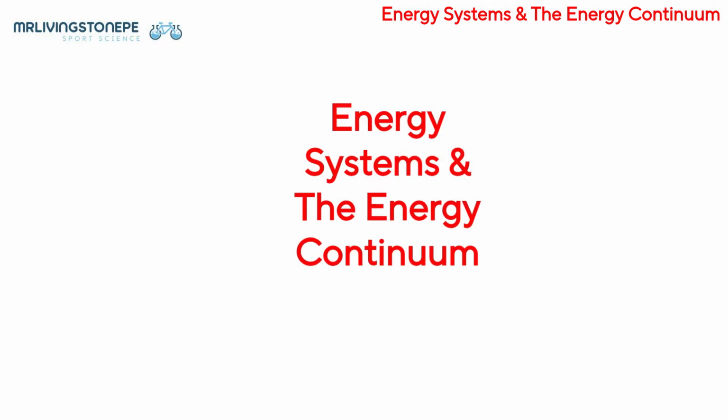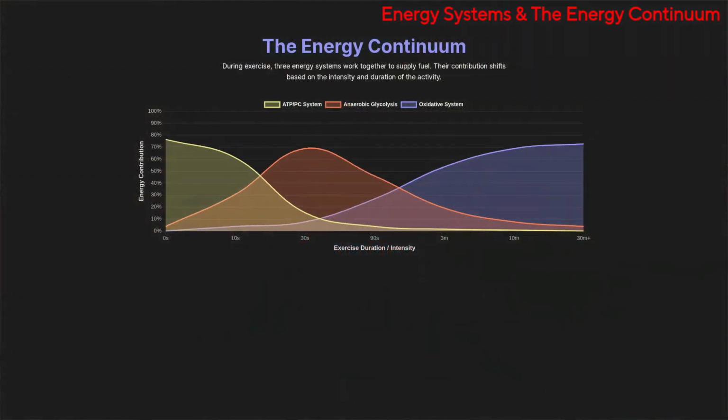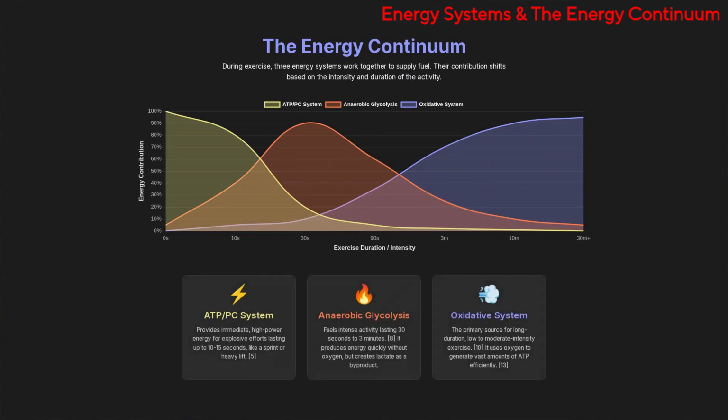The Oxidative system, aerobic metabolism, delivers ATP more slowly but can sustain work for long periods. It dominates beyond about 2 to 3 minutes, using oxygen to oxidize carbohydrates and fats for prolonged exercise. The energy continuum of energy systems describes how the three energy systems, ATP/PC, anaerobic glycolysis, and oxidative, interact to provide energy for the human body during exercise.